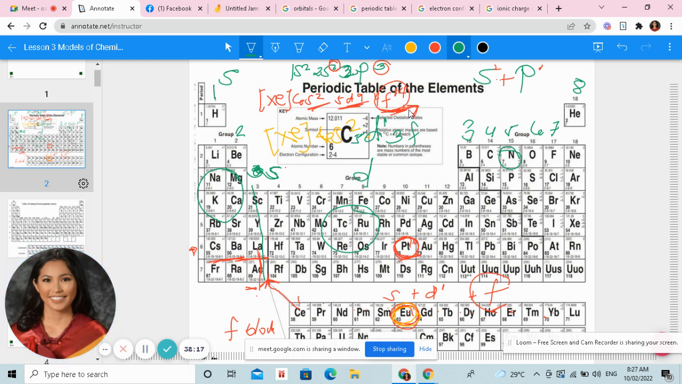How many? 4f14. For EU, 4f. Can EU reach 14? 1, 2, 3, 4, 5, 6. For f6.